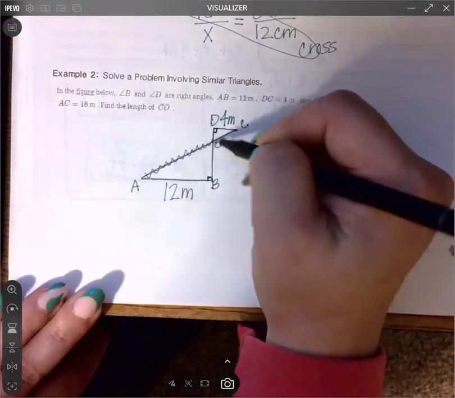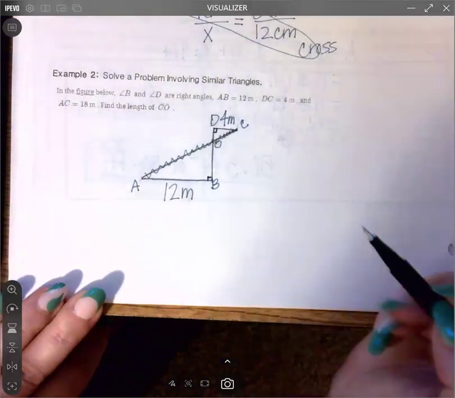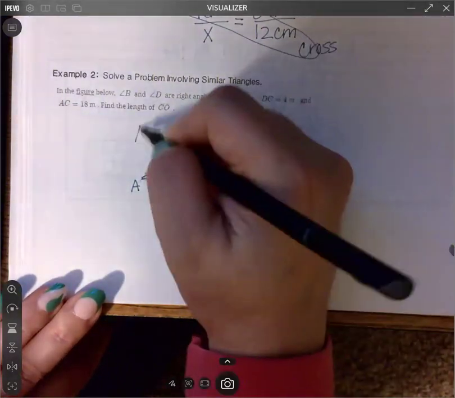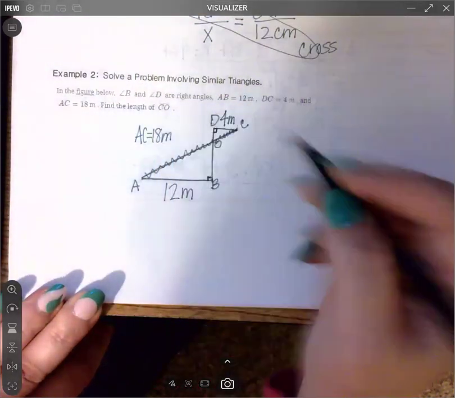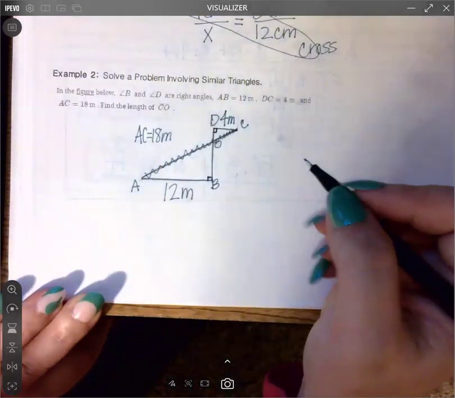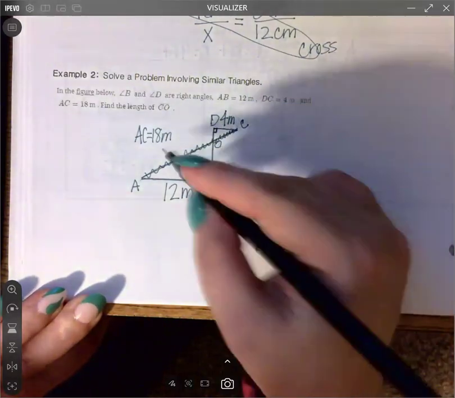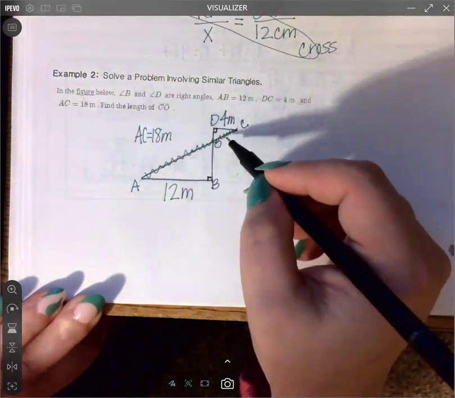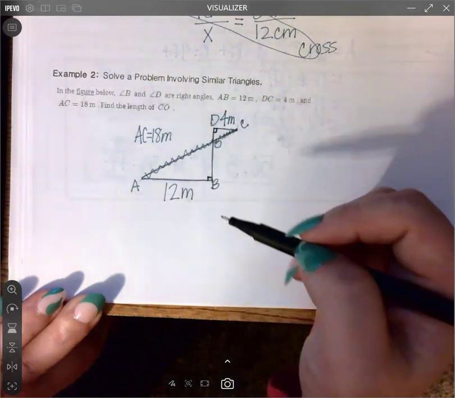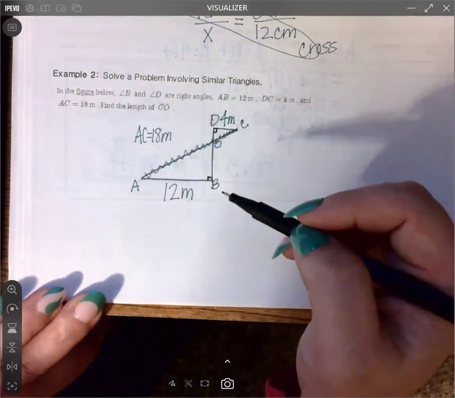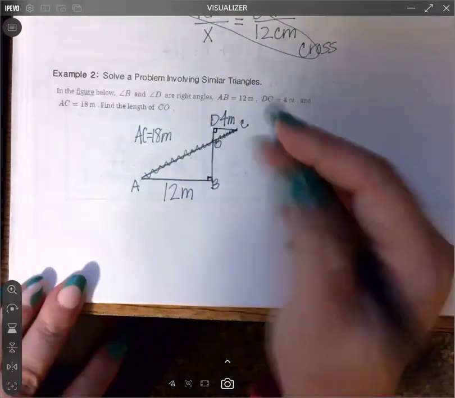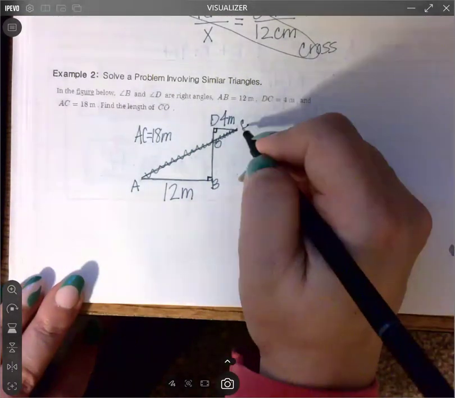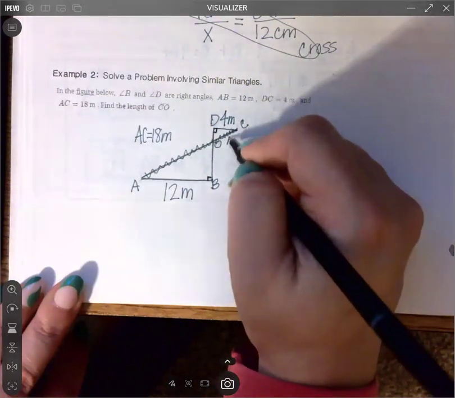Well, AC represents this whole distance. AC equals 18 meters. Well, I need this 18 to be the small triangle and the big. So we're going to use some algebra to help us rewrite these distances. O to C is in the little triangle. I'm going to let that be X.